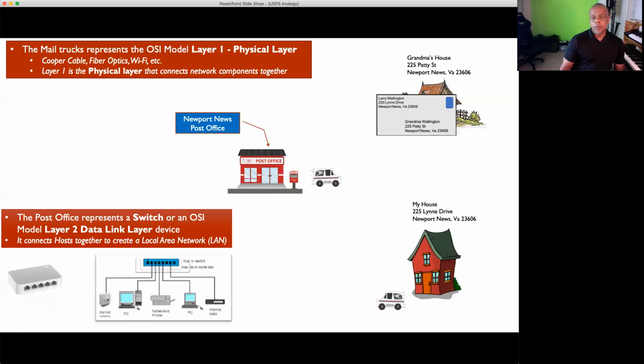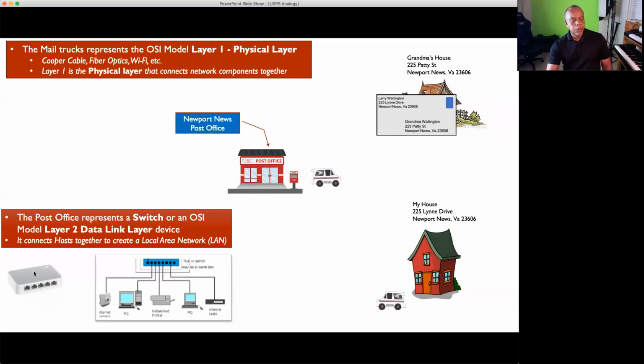So the post office, what it's acting as, is layer 2. That's a layer 2 device. So it's analogous to a switch. And what does this switch do? Well, it connects hosts together. And think about my grandmother's house and my house as 2 hosts. Sometimes we call them clients. Well, that's what that post office did logically, using the physical layer. It made a delivery path from this post office to that post office.